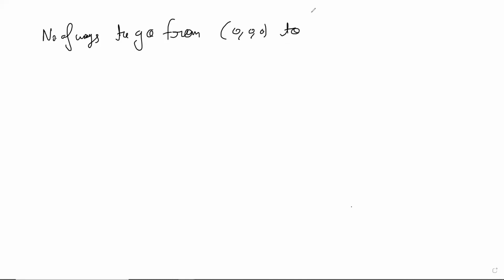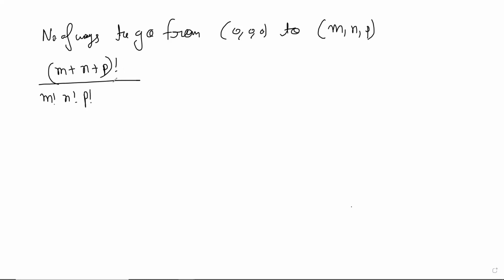Yeah. So the number of ways to go from 0, 0, 0 to, in general, m comma n comma p, right? Then obviously one answer is this. I mean, there is only one answer, but yeah, it's what we already did. But the other answer is what?